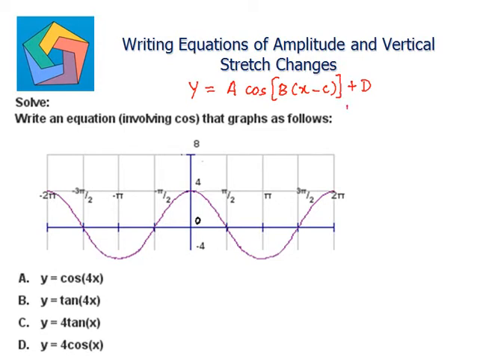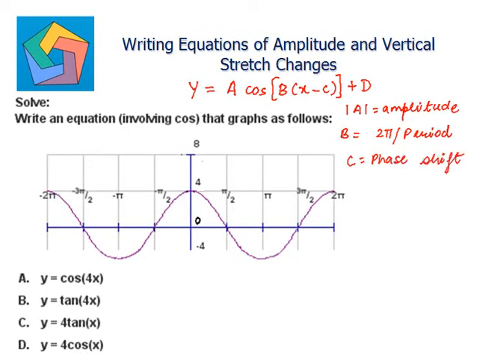where absolute of a represents the amplitude, b is given by 2 pi over period, c is given as the phase shift, and d is given as the vertical shift.